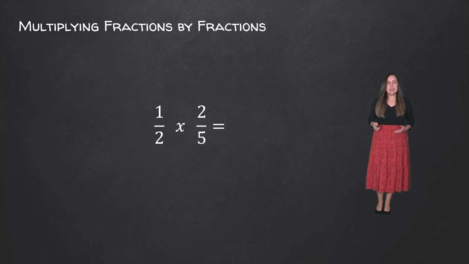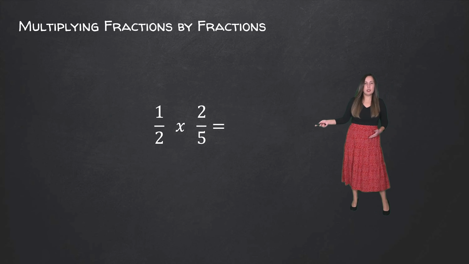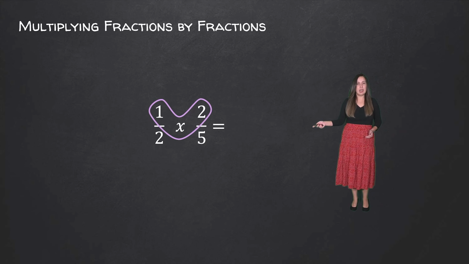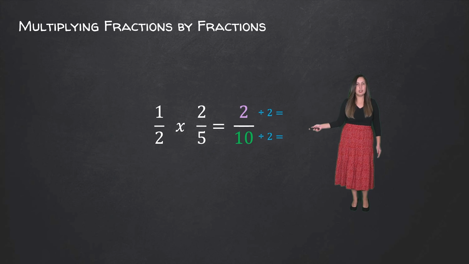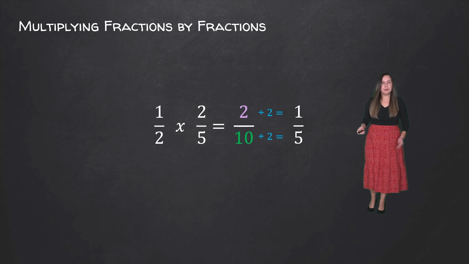Now, if we didn't have our model, what we would do is go ahead and multiply the numerator times the numerator, and 1 times 2 is equal to 2. And then the denominator times the denominator, which would give us 10 because 2 times 5 is equal to 10. Now for multiplying, the denominator does not have to be the same. And then we take our 2/10, and because we could simplify that, we're going to go ahead and divide both the numerator and the denominator by 2, giving us 1 out of 5.